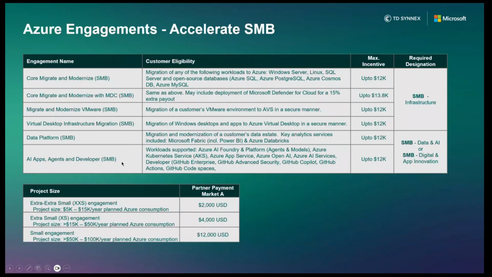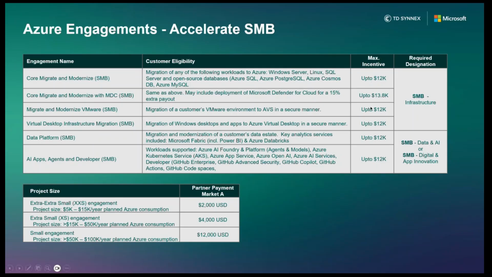Now, the other 2 in here are the data platform and the AI agents and developer. These ones you will need either the data and AI or the digital and app SMB designation. If you've got that, great, you're going to be eligible for these. This process, I will tell you, is much easier than doing co-op claims. So you'll like it. It just takes a little bit of learning in the beginning, like everything with Microsoft.